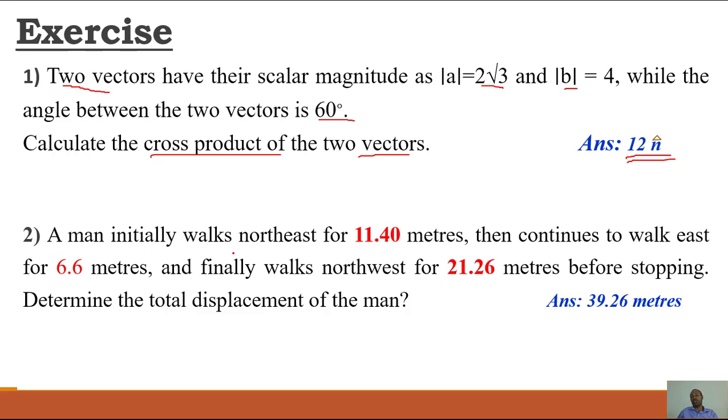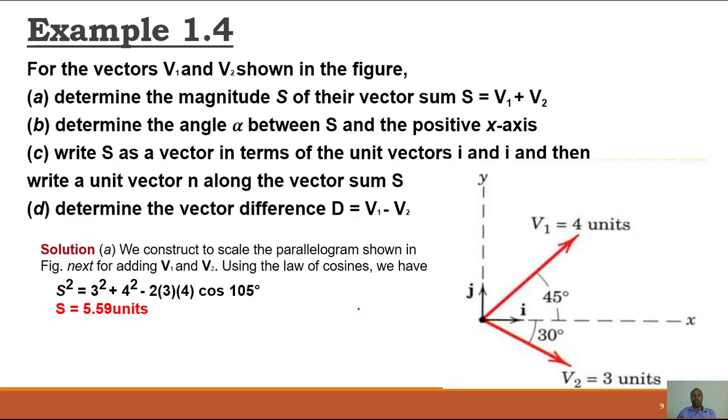A man initially walks northeast for this many meters, then continues to walk east for 6.6 meters, and finally walks northwest for this distance before stopping. Then determine the total displacement of the man. So you have this answer as a check. You can try. So let us see example 1.4.